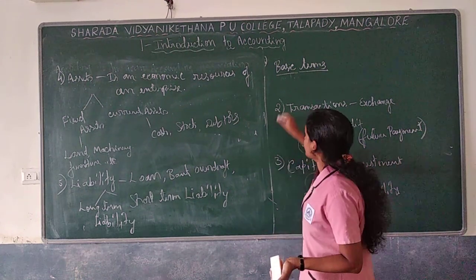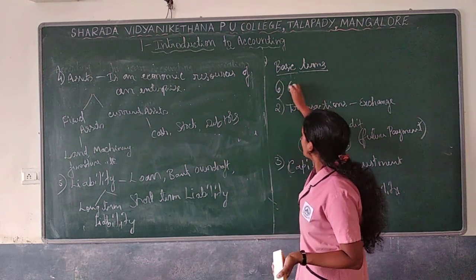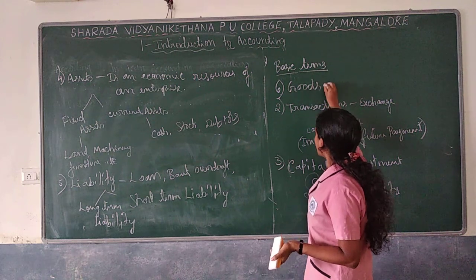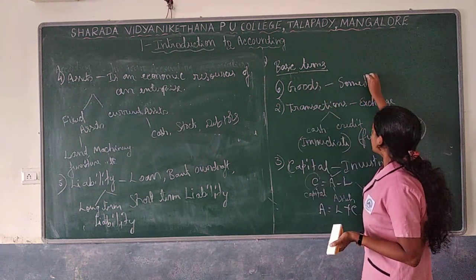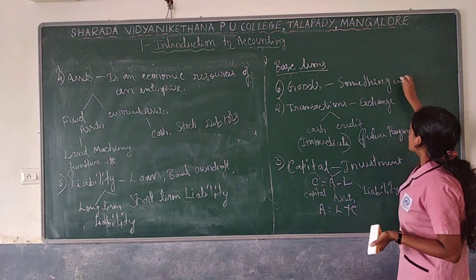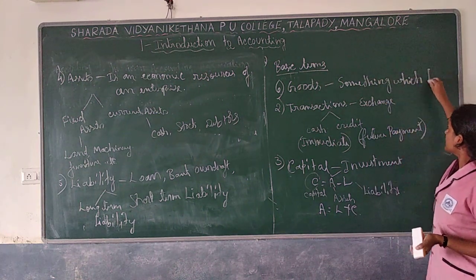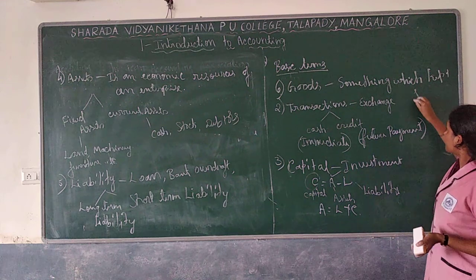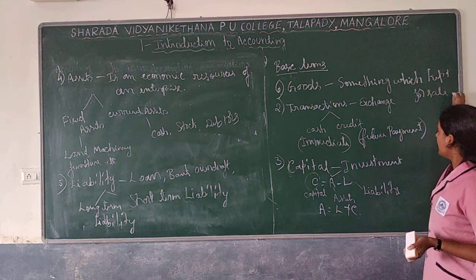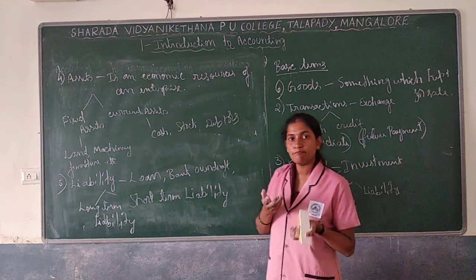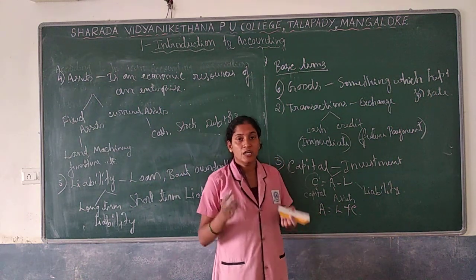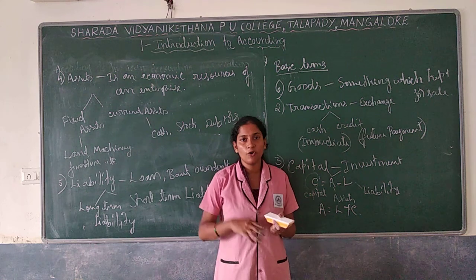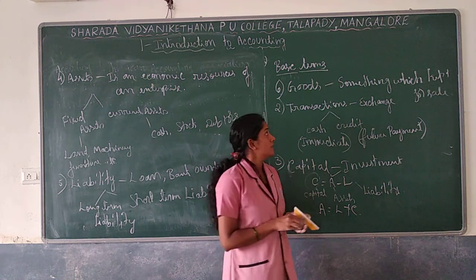Okay, the next concept is goods. Goods is nothing but something which is kept for sale. It is a product which we are keeping for sale. That is nothing but goods.